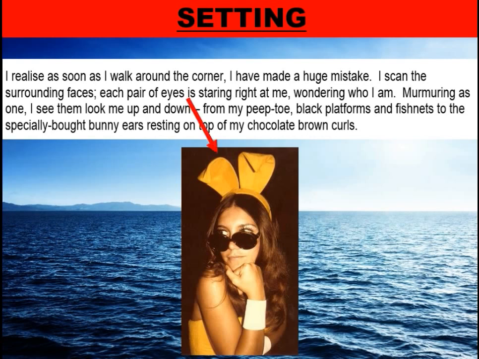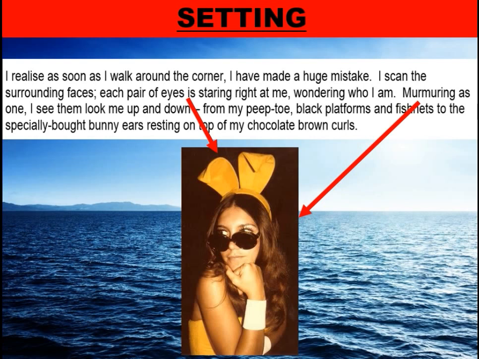One, it's not a particularly boring setting. Straight away, they put us right into the action. So with where the writer puts each pair of eyes, straight away we know something is wrong. That this person is surrounded by lots of different people, and for some reason they're staring at her. So the reader is almost asking themselves straight away, well, what's happened? What's happened to this person?